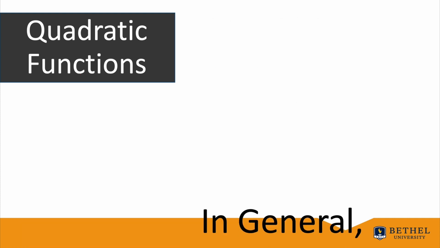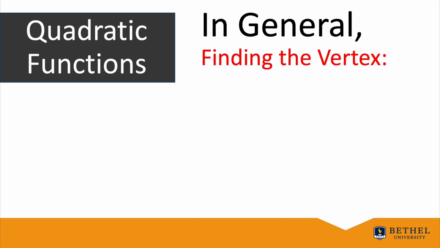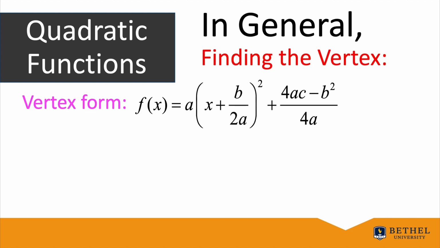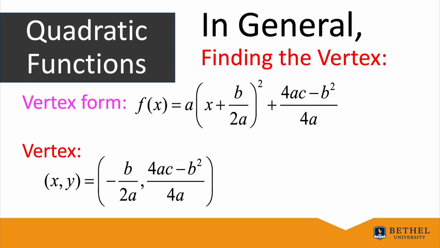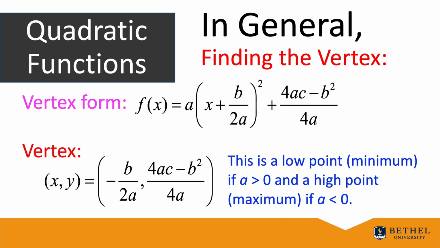To summarize, in general, for finding the vertex, if we have the quadratic in vertex form like this, the vertex will have these coordinates. This will be a low point or minimum if a is positive because the graph of f will be concave up, and a high point or maximum if a is negative because the graph will be concave down.